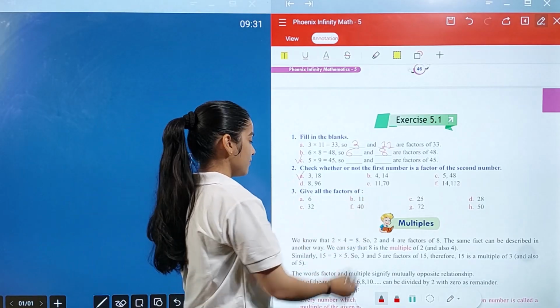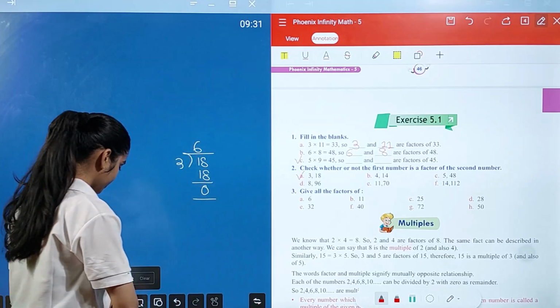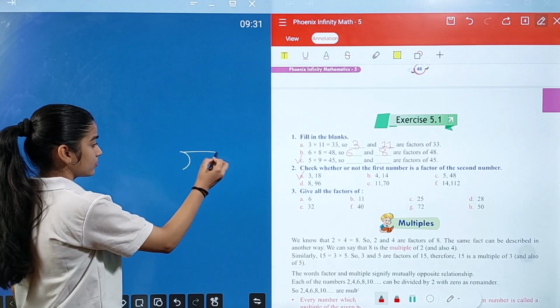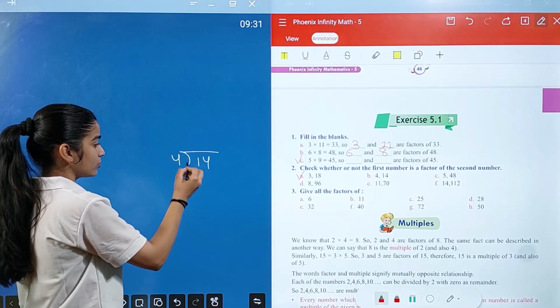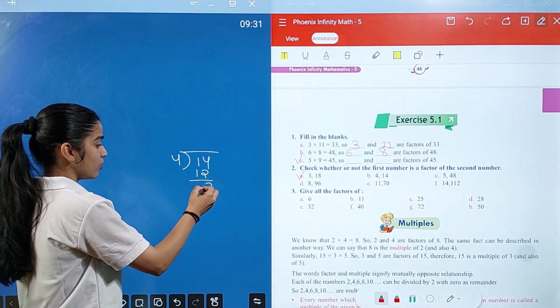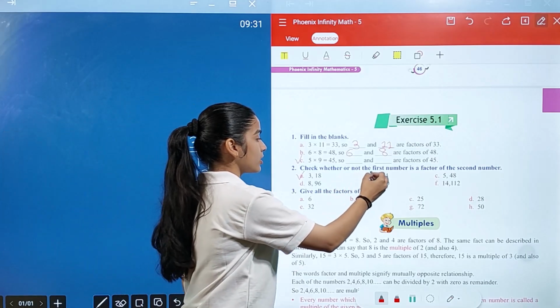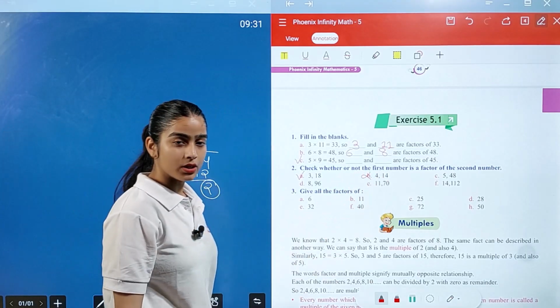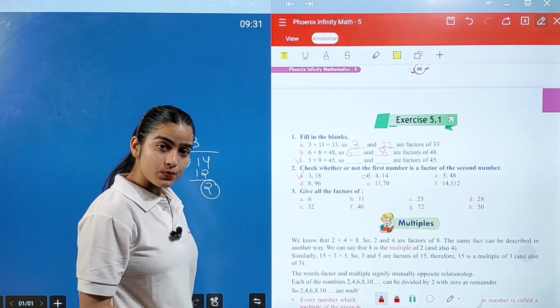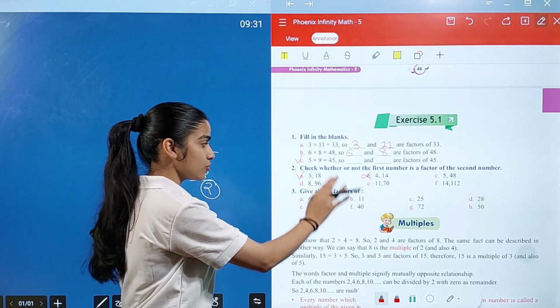Now 4 and 14. 4 threes are 12, so 2 will be the remainder. So in this case, 4 is not a factor of 14. The same process you have to repeat for the rest of the questions you have in question number 2.